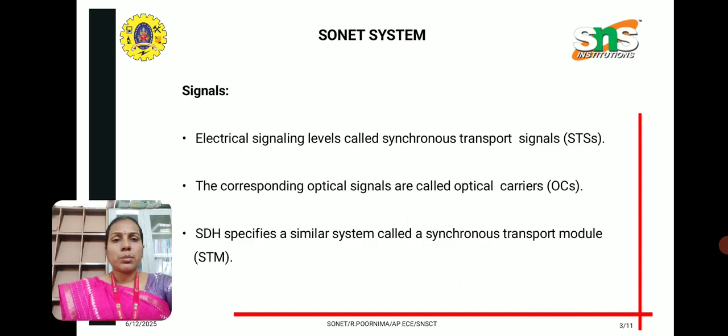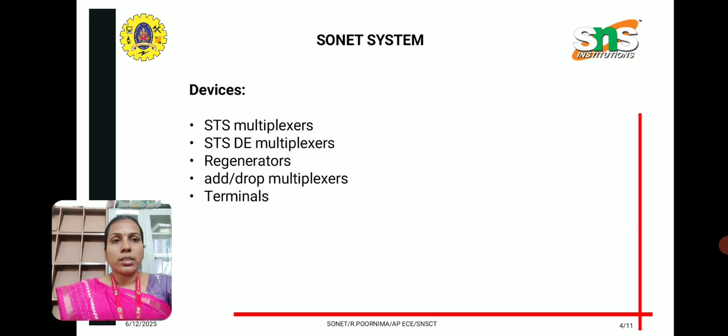So a SONET system consists of signals and devices. Signals are called synchronous transport signals. So in the SONET standard, electrical signal levels are called synchronous transport signals, and optical signals are called optical carriers. And SDH specifies a similar system called synchronous transport module, which is STM. So different names are used in the standards.